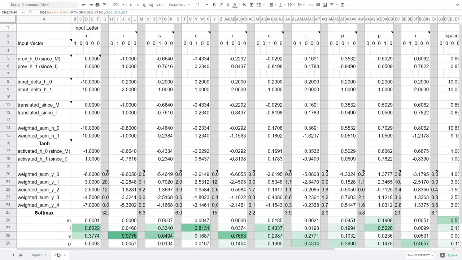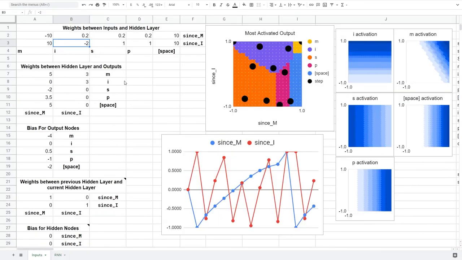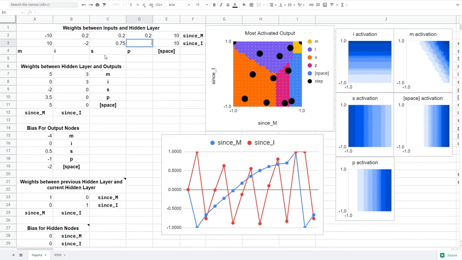Let's flip over to the other sheet to see our letters. And it looks like we're missing one of the middle S's. So maybe that 1 needs to be a bit smaller so we stay in the S activation range. Let's try 0.75. That looks great! Looking at this chart, we can see how the since M variable slowly gets bigger, effectively remembering how long the word is, and the since I variable is similar, but going up and down more often. This is how a recurrent neural network can remember states just by using numbers.